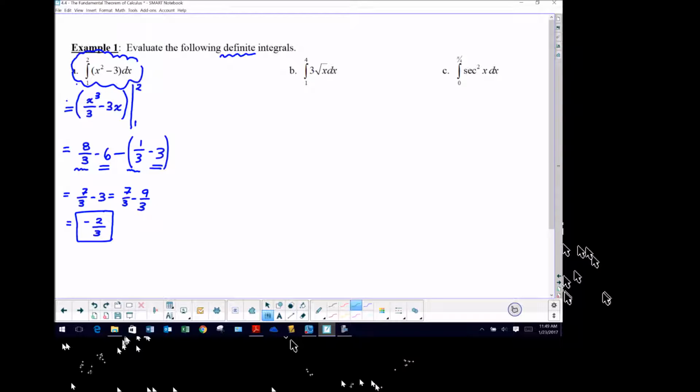technique nonetheless. So if we're taking the antiderivative of 3 square root of x and evaluating it from 1 to 4, we might first of all think of this square root of x as being written as x to the 1/2, right? So we would have 3 times x to the 3/2 divided by 2/3, right? And then we would evaluate all of this from an upper limit of 4 down to a lower limit of 1.